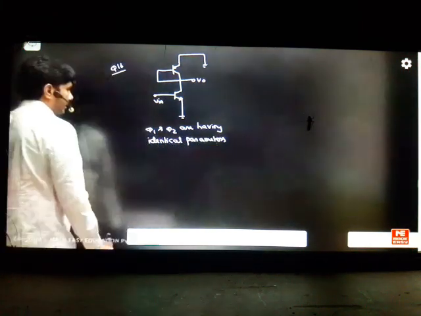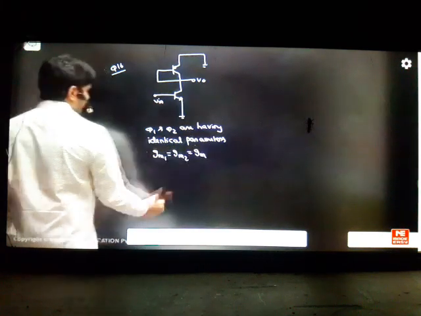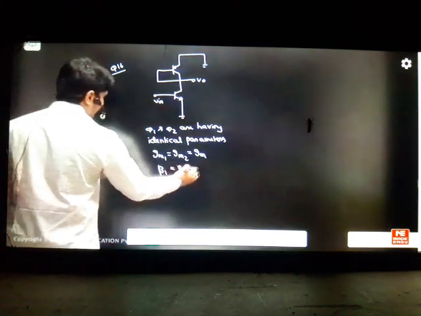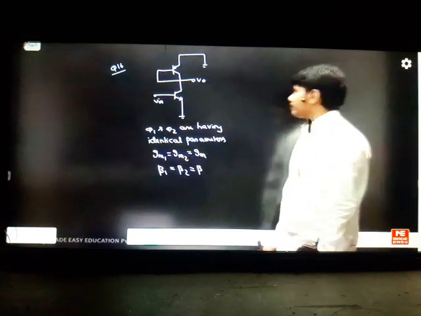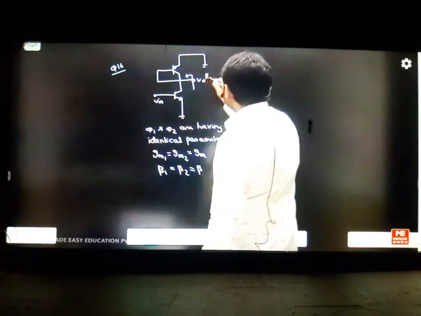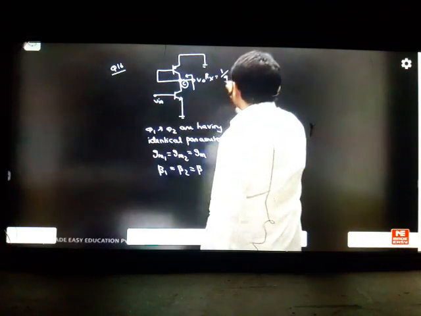What is the meaning of identical parameters? It is biased in the same place, same environment. So GM1, GM2, you can take as GM. Beta 1, Beta 2, you can take as beta. These are all the same. Identical means that. Now according to this problem, can you see there is an Rx here? There is an Rx, which you are taking from the collector point. You are seeing from the collector, it's a PNP transistor. When you see from the collector, the answer here is 1 by GM2.